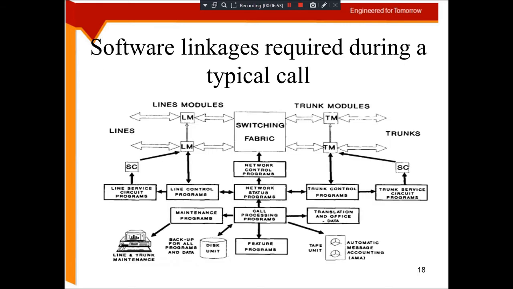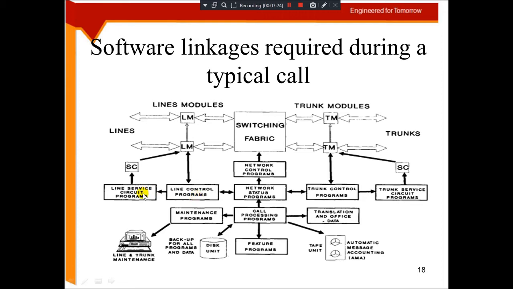So now let us discuss the software linkages required during a typical call. This is a block diagram which deals with the software linkages required during a typical call, which has line modules, lines, trunk modules and trunks. This is a switching fabric. What we discussed in the previous section is the NCP, the network control processor, and this is the network status program.